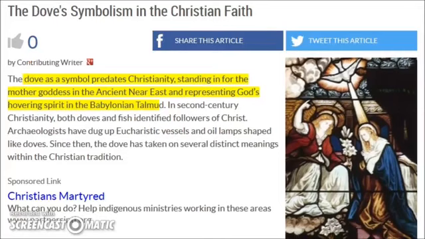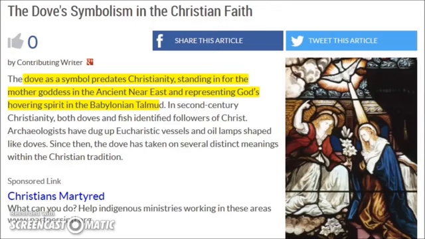All right, so here we see the dove's symbolism in Christian faith, staying on this Rome theme that apparently had a big hand in naming Washington, D.C., or Little Rome. We read that the dove, as a symbol, predates Christianity, standing in for Mother Goddess in the ancient Near East, and representing God's hovering spirit in the Babylonian Talmud. All right, the Babylonian Talmud refers back to the Egyptian days, and what is the Talmud?